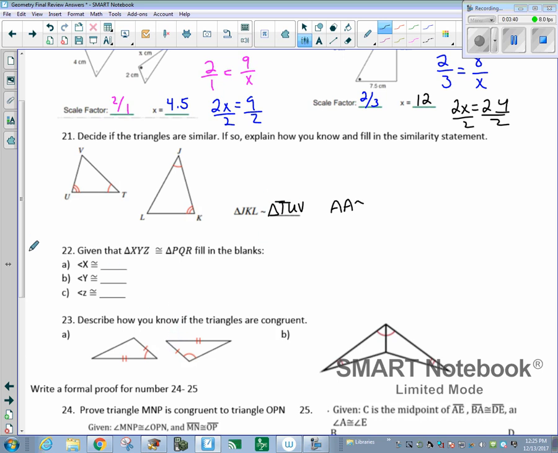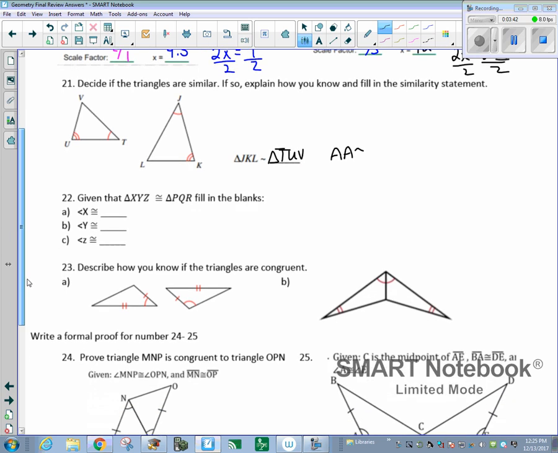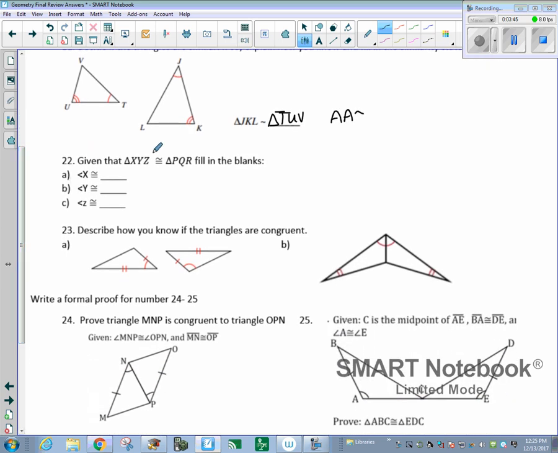All right, moving along here, question number 22. They're talking about congruent, and remember that the order of the letters they tell me these triangles are in is important. Things that match up when we're congruent: the first angle would match up with the first angle, so angle X will match angle P. The middle ones would match, angle Y and angle Q, and angle Z and angle R, the last letters, will match up.